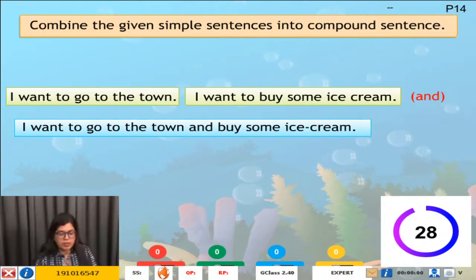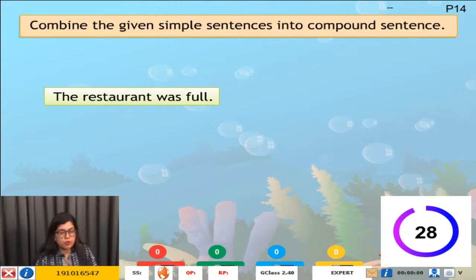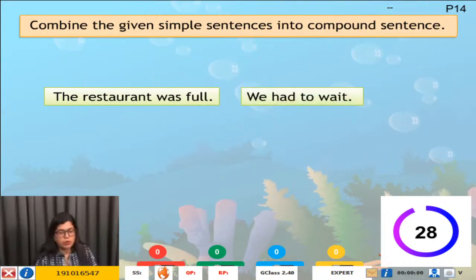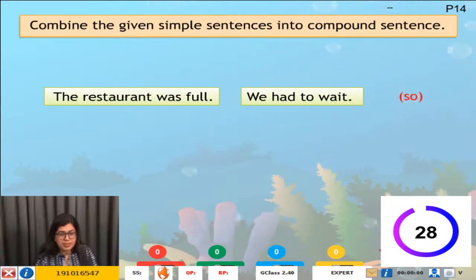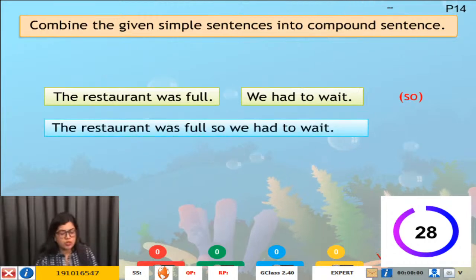Okay. Then next, the restaurant was full. We had to wait. So here we have "so." So how are we going to join this? Yes. So, the restaurant was full, so we had to wait. Okay. So in this way, we are joining both the sentences.